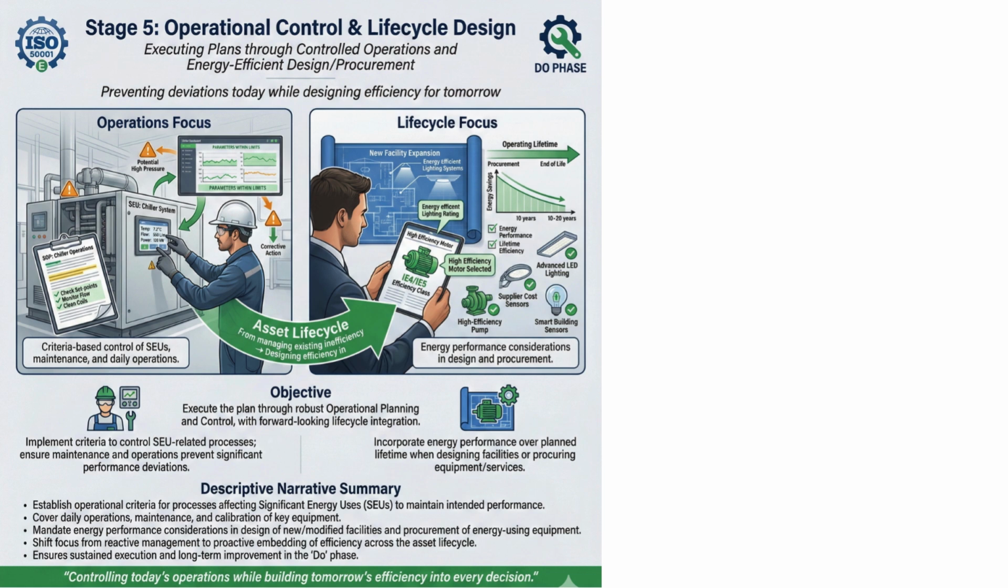This stage shifts our mindset dramatically, from just managing today's inefficiencies to proactively designing energy efficiency into every new asset across its full lifecycle. Let's recap the essentials. Establish operational criteria for SEU-related processes, including maintenance and daily controls. Apply energy performance requirements in design of new facilities and procurement of equipment. Move from reactive fixes to built-in efficiency over the asset lifetime. When done well, this stage ensures both reliable day-to-day performance and smarter long-term investment.